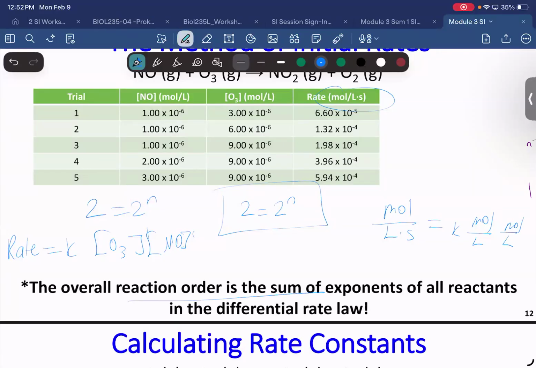We can figure out the units by just canceling out all the units. If we divide the concentration out, it's going to be mole per liter, and the same thing over here, mole per liter, and this cancels out, and you're left with the unit for k being liters over mole times seconds. All right, that makes sense?